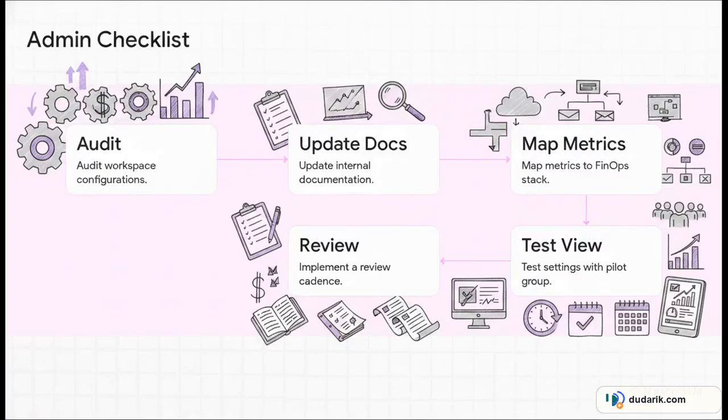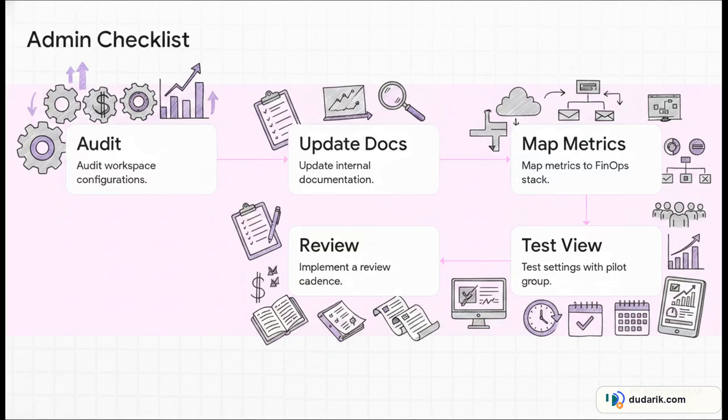Here is your immediate step-by-step action plan. Step 1. Audit. You need to verify that your existing thresholds align with this new model-level granularity. Step 2. Update those internal docs. Make sure finance and engineering teams know exactly where to query this data now. Step 3. Map the new metrics to your FinOps monitoring stack. Step 4. Run a test view with a pilot group just to confirm the user-facing numbers actually match the admin-level reports. And finally, Step 5, and honestly this is absolutely crucial, implement a recurring review cadence.